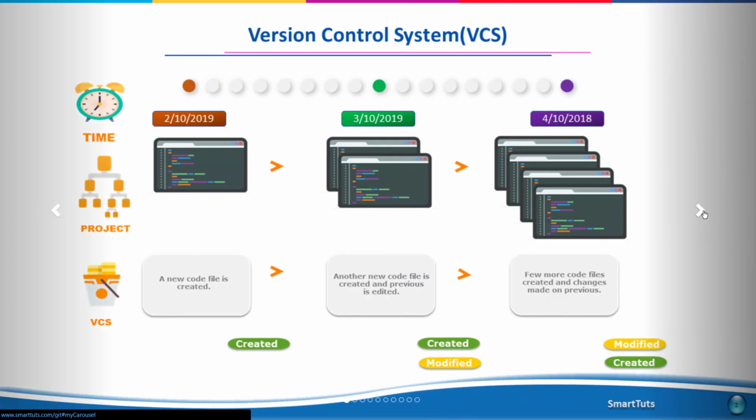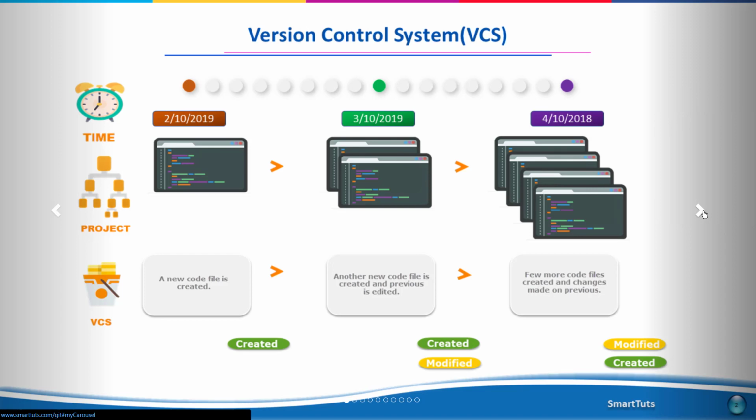So next, what is version control system? Before going to version control system, first let me add one line. Git is a version control system. So now the question is, what is version control system?